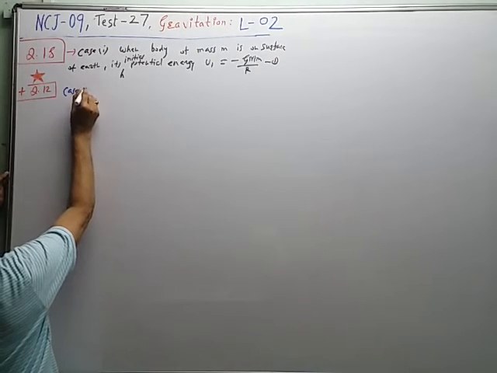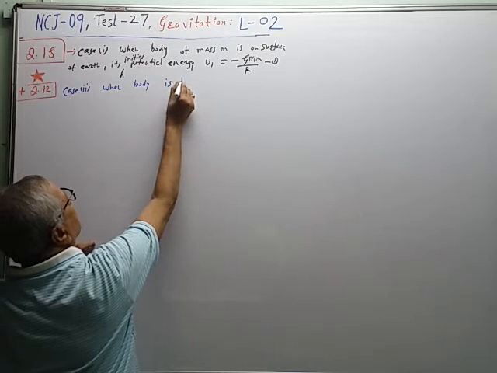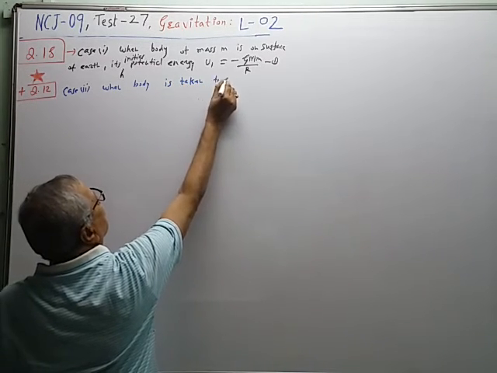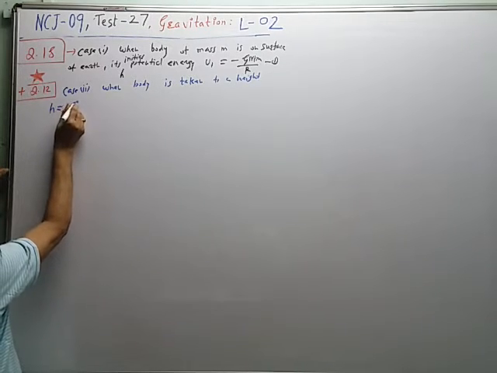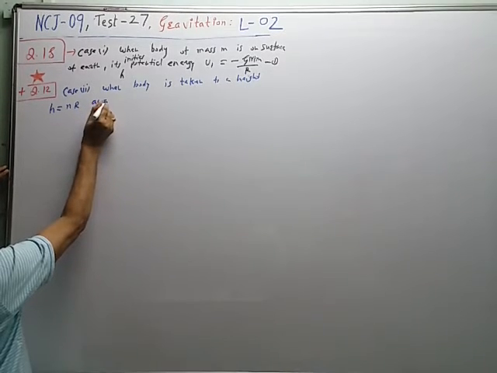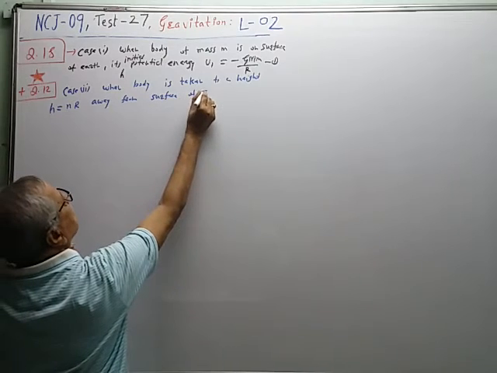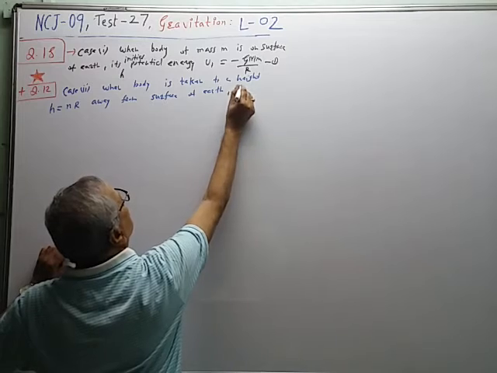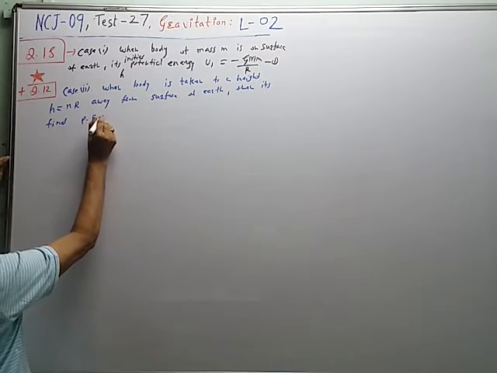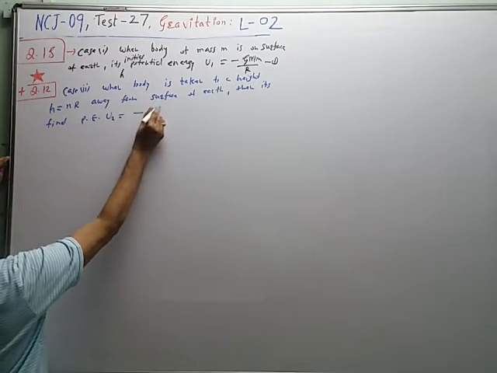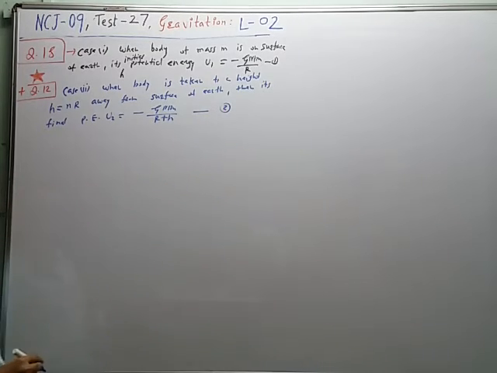Case number 2. When the body is taken to a height h is equal to n times R away from the surface of earth, then its final potential energy U2 is equal to minus GMm upon R plus h. This is equation 2.